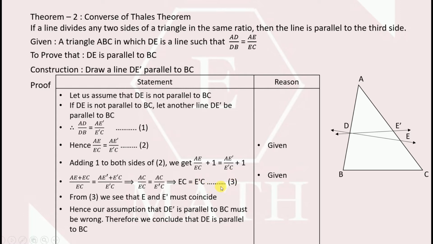So from this equation 3, we see that E and E dash must coincide. Without coinciding, there is no point of proving that these two are equal, right? So we see that E and E dash must coincide. Hence, our assumption that DE dash is parallel to BC must be wrong. Therefore, we conclude that DE must be parallel to BC. So this is how we prove the converse of Thales theorem.